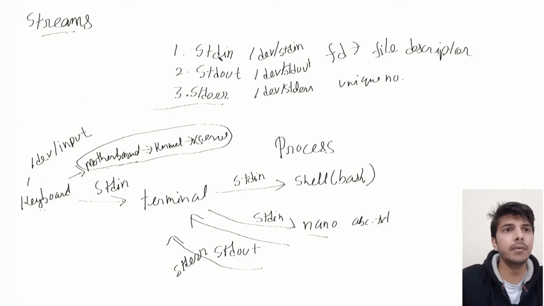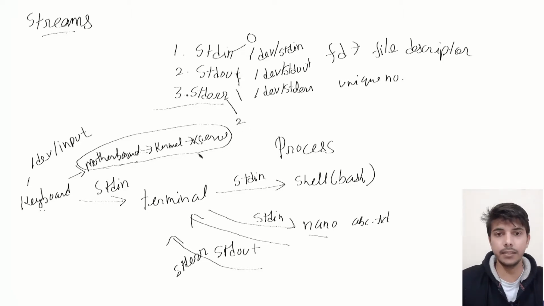Now the file descriptor for STDIN is 0, the file descriptor for STDOUT is 1, and for STDERR it is 2. So what is a file descriptor? It is just a unique number given by the operating system to all the files that are open. Now let's say that our process is the shell process, and it wants to use the input stream. So it will use 0.